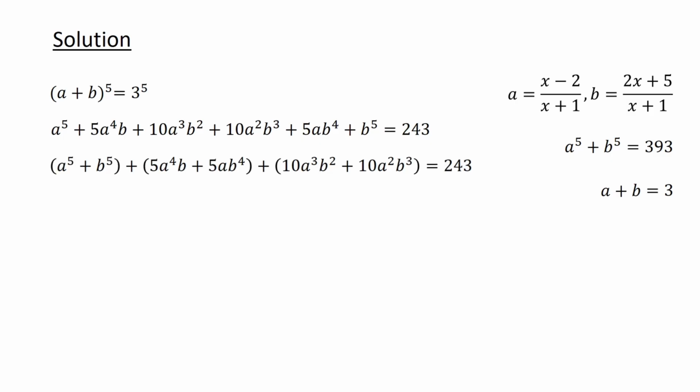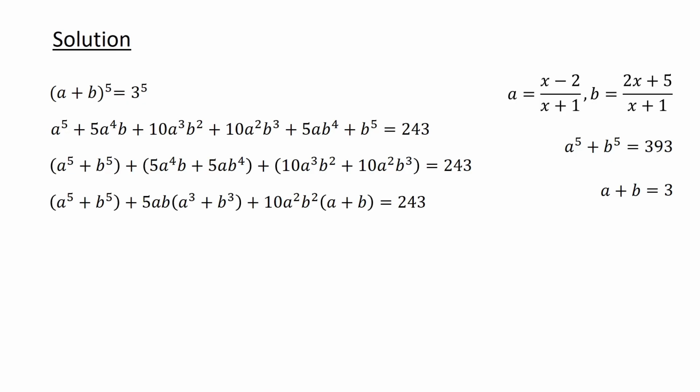Following this, we group a to the power of 5 with b to the power of 5, 5a to the power of 4 b with 5ab to the power of 4, and 10a cubed b squared with 10a squared b cubed. After factoring out 5ab from the terms 5a to the power of 4 b and 5ab to the power of 4, and 10a squared b squared from the terms 10a cubed b squared and 10a squared b cubed.